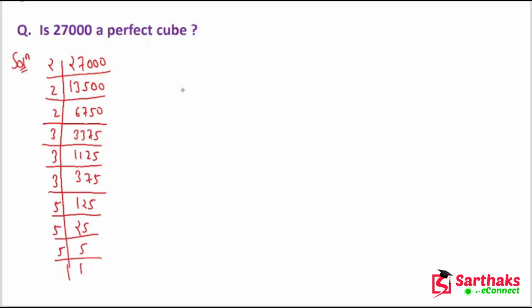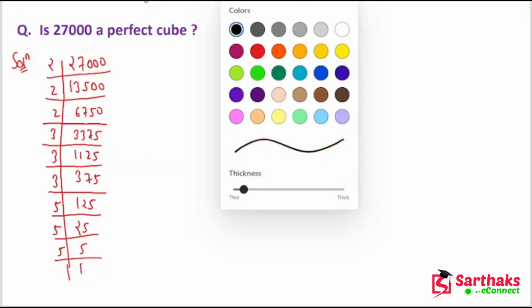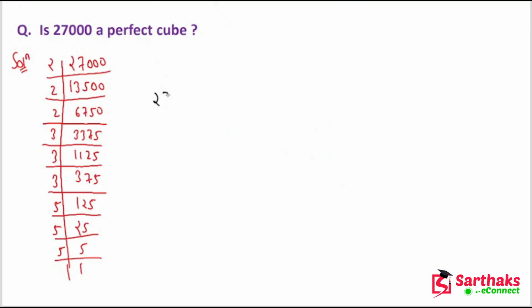Okay, so now we have to write the second step. The second step said that express this in the form of factors. So 27000 is nothing but 2 into 2 into 2 into 3 into 3 into 3 into 5 into 5 into 5, right?